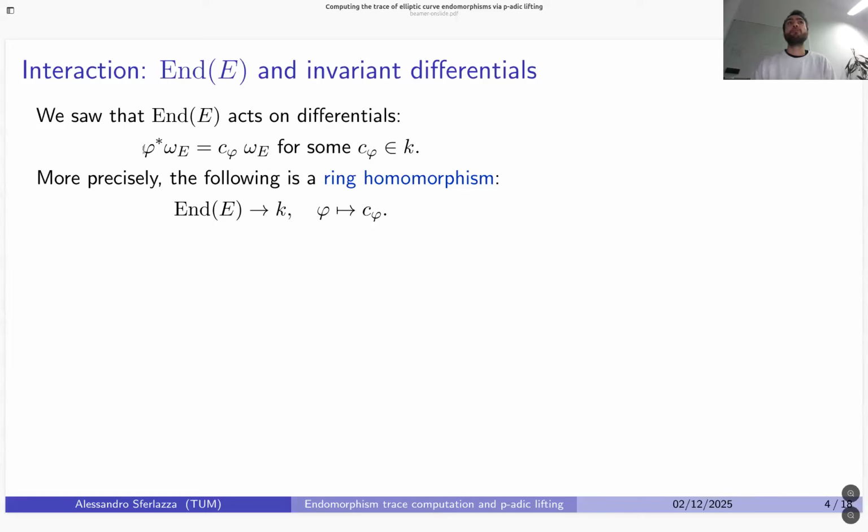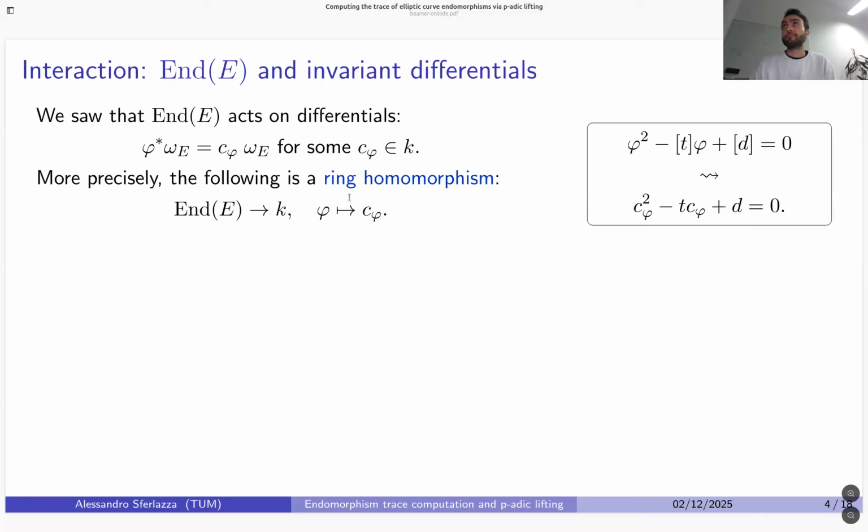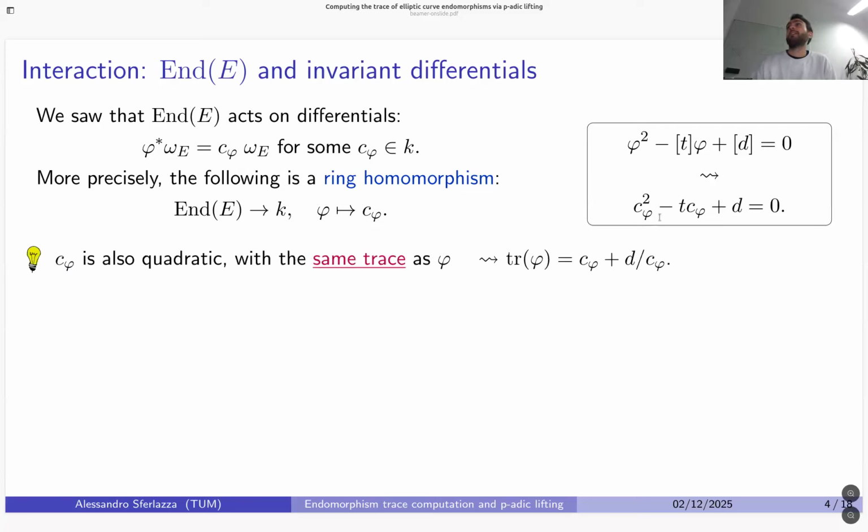The thing is, we don't just have a mapping from an endomorphism to its corresponding scaling factor, but this is actually a ring homomorphism from the endomorphism ring to the field of definition of the curve. And in particular, this homomorphism preserves algebraic relations. So if phi is a root of its characteristic polynomial, then its scaling factor will be a root of the same characteristic polynomial, which means that instead of computing the trace of the endomorphism, we can compute the trace, that is the degree one term, of this scaling factor. And so this integer t will be the same.